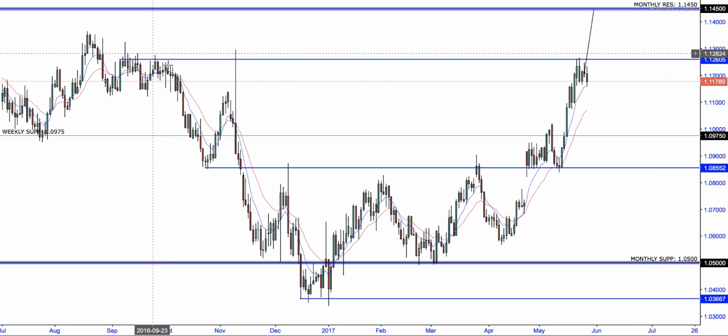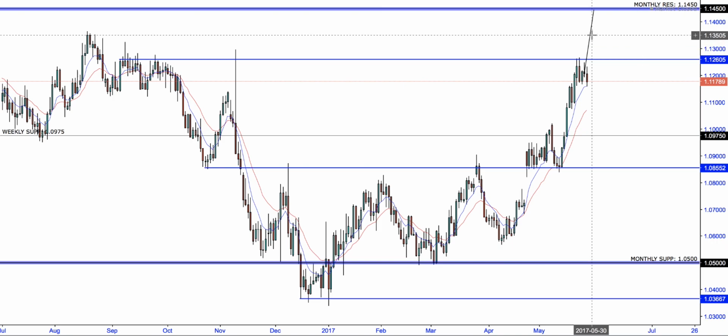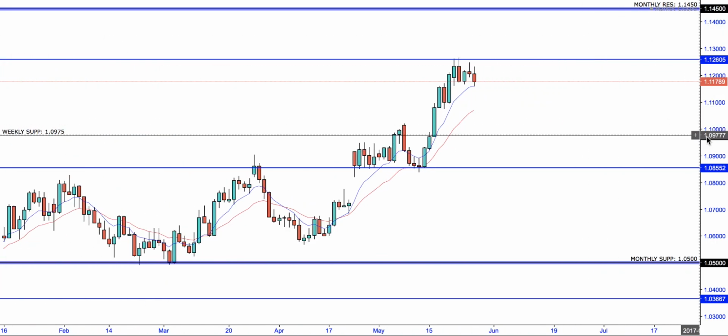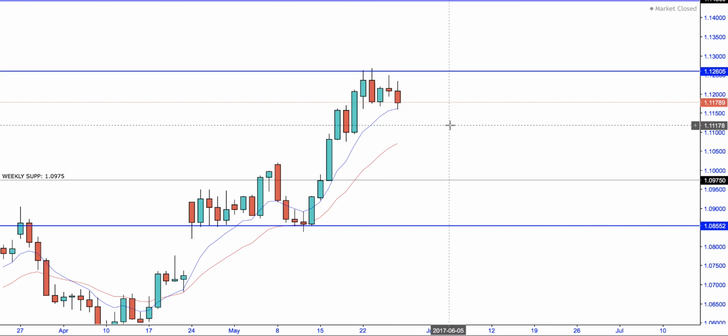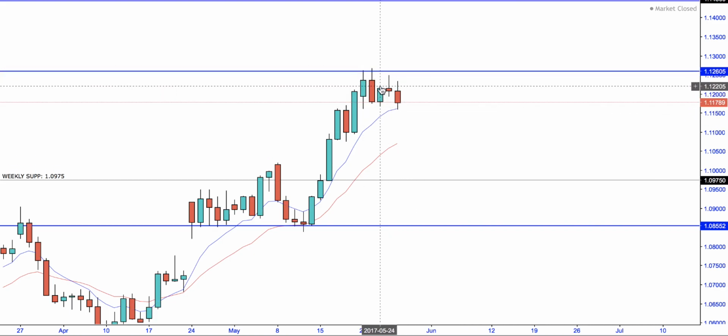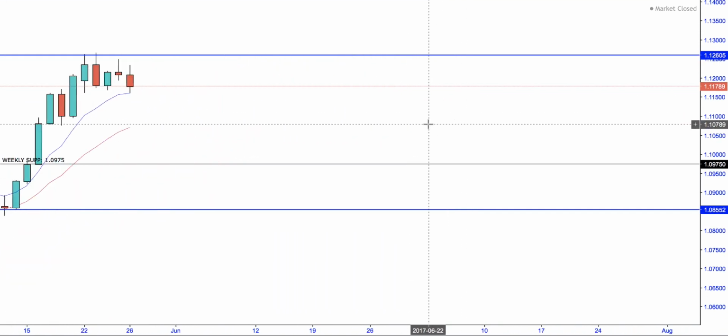Okay, this resistance zone across here, 1.1260. We have come into it and we've stalled. We see a shooting star formation here. We have a tweezer top formation here. We have a mini three-pin here, 1, 2, and 3 as well, ready to potentially roll over Euro USD.